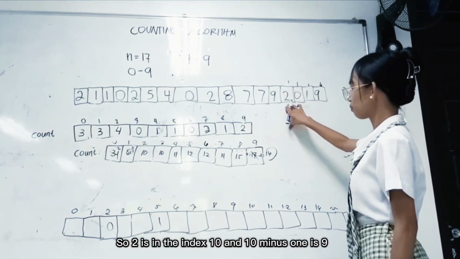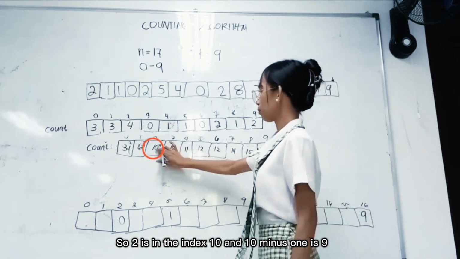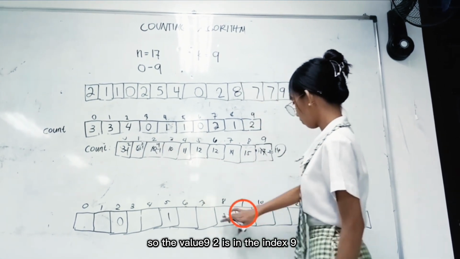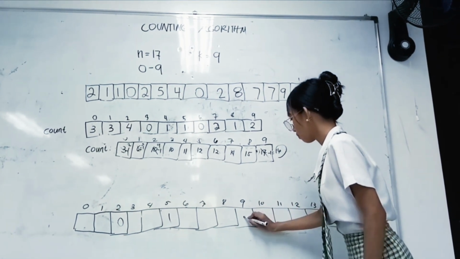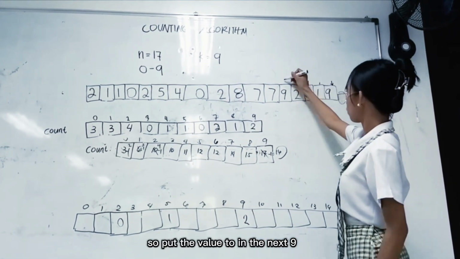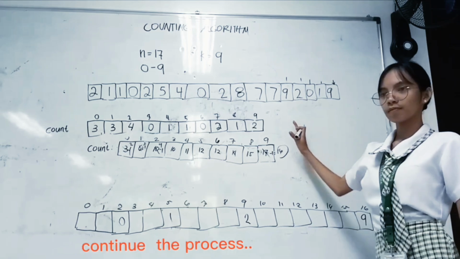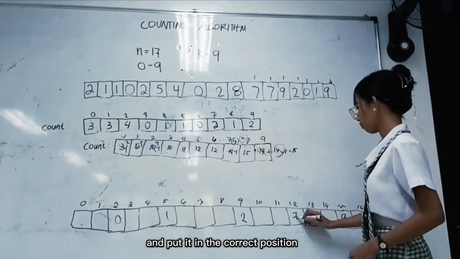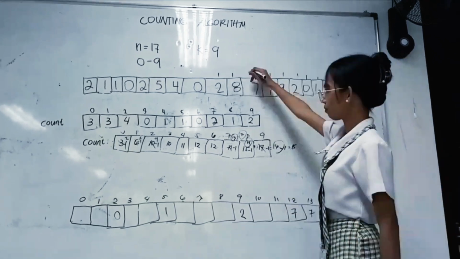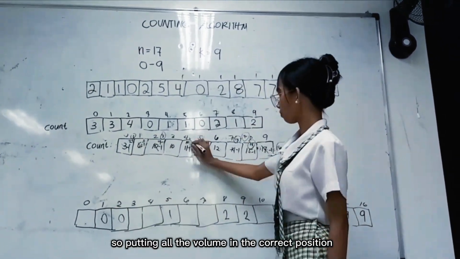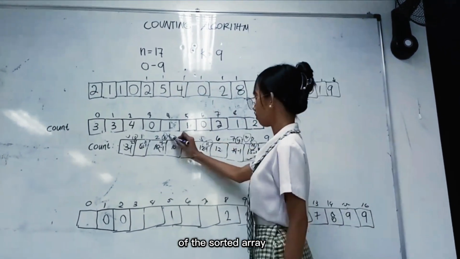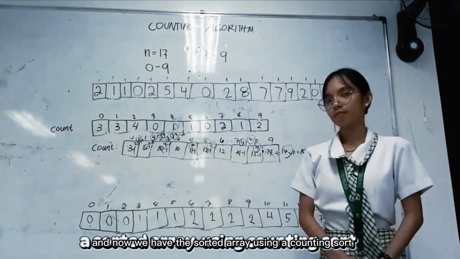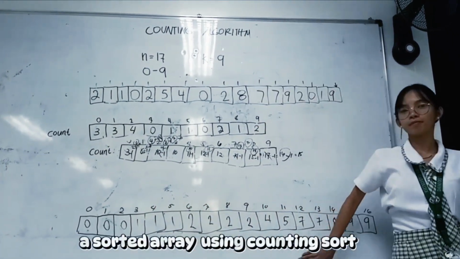Next, the value 2. 2 is at index 10, and 10 minus 1 is 9, so put the value 2 at index 9. Continue the process until you have sorted all the elements and put them in the correct position. Putting all the values in the correct position of the sorted array, and now we have the sorted array using counting sort.